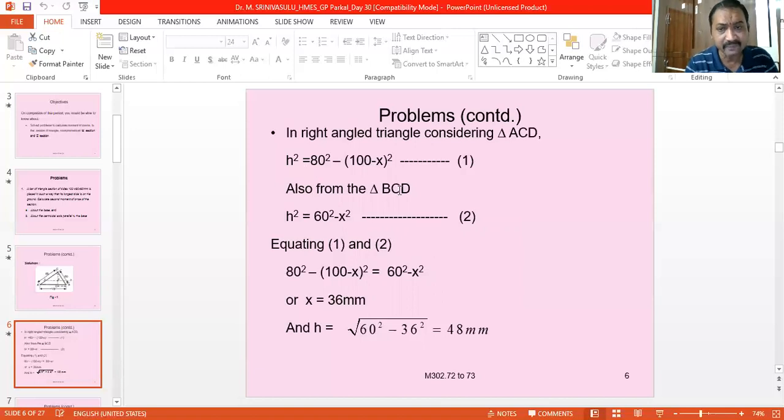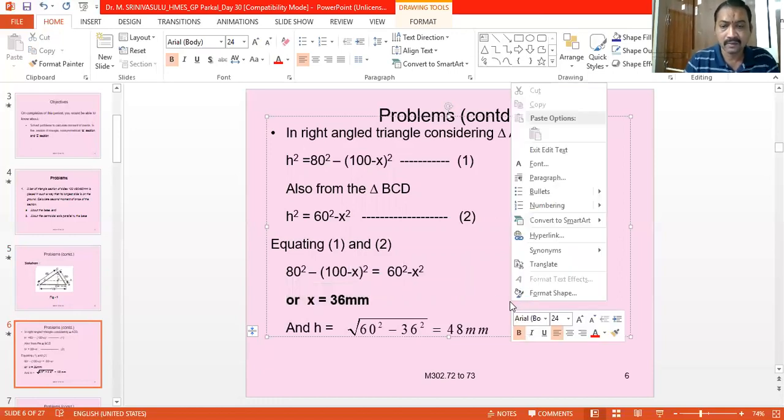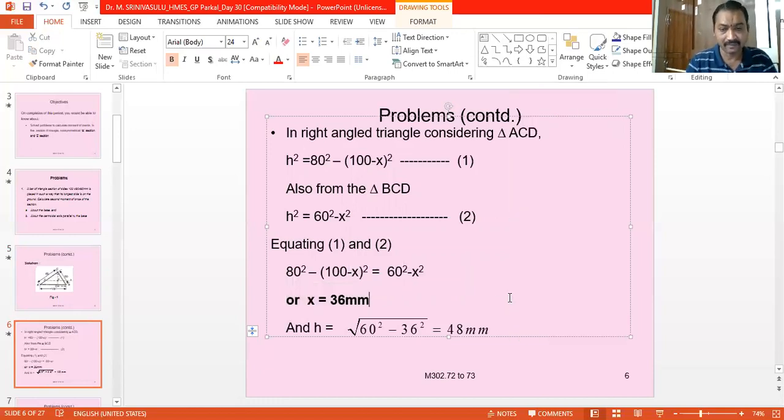So by equating equation 1 and equation 2, 80 square minus (100 minus x) whole square is equal to 60 square minus x square. And if you expand this equation, we'll get the x value. So x is equal to 36 millimeters. So that is the x value. By solving equations 1 and 2, we get x equal to 36 millimeters.